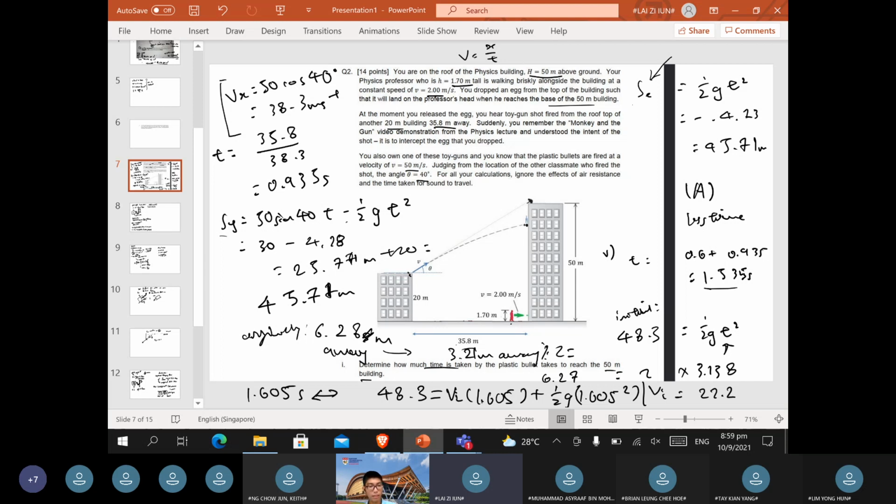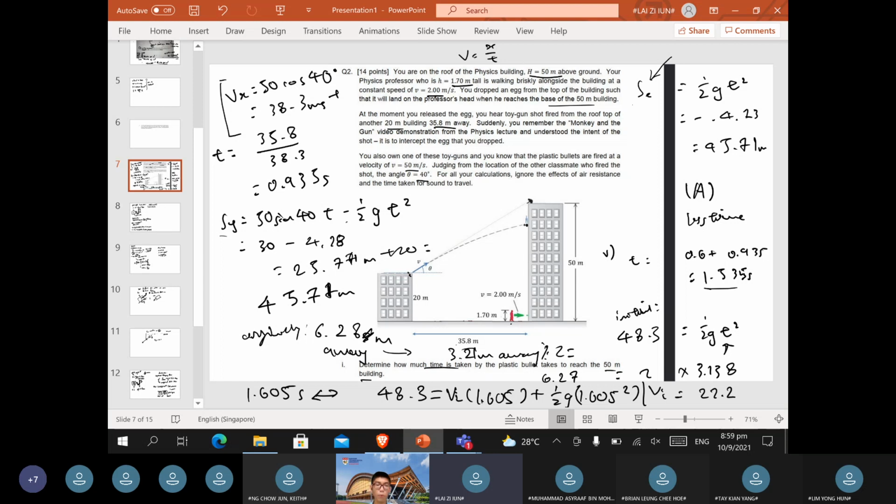Okay, then part 4 asks us if the velocity of the bullet is larger and the angle is maintained at 40 degrees, then it will hit at a greater height. That's because the time taken to traverse 35.8 meters is going to be less. So the time where the bullet will hit the egg is going to be less, which means the egg is going to fall a shorter distance. I hope this is quite clear.